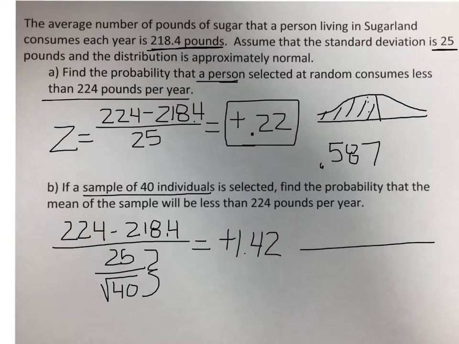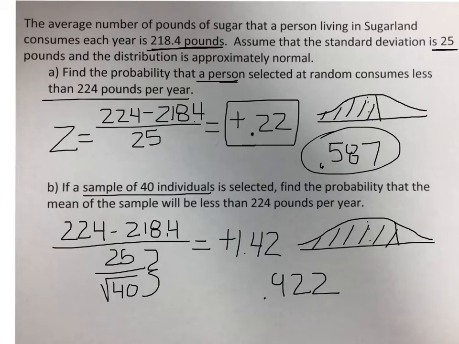So now when I draw my curve, that 1.42 has me out here somewhere. So now I expect to pick up a larger percent of people. If I use my normal CDF, I end up with 0.922. So for one person, the likelihood of less than 224 pounds is reasonably high, 59% we'll say. But if we focus on a sample of 40 people, because of the idea that those 40 people are anchoring each other in, that's going to be practically everybody. So extremely high probability that if I interview 40 people, I'm going to end up at 224 or below.